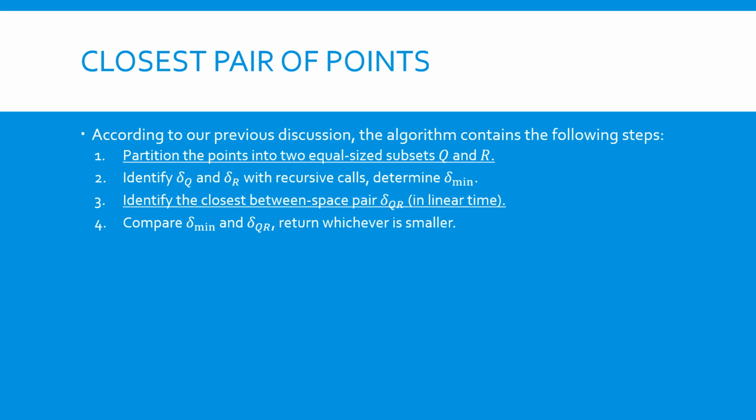Second, we need to calculate the within space minimums, delta Q and delta R, using recursions, and determine delta min as the smaller one of them. Third, we need to calculate the between space minimum, delta QR, in linear time, using the banding technique discussed above. Finally, we need to compute delta QR and delta min and return the smaller one as the final result. Steps 2 and 4 should be straightforward, so we will focus on presenting details for steps 1 and 3.